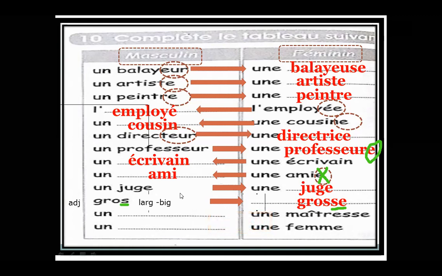In maîtresse, what does it mean? It means female teacher. It becomes maître. Notice here what I did. I just erased the SSE. Also, this type of noun is irregular. Maîtresse means female teacher, and maître means male teacher. In femme, it means a woman.